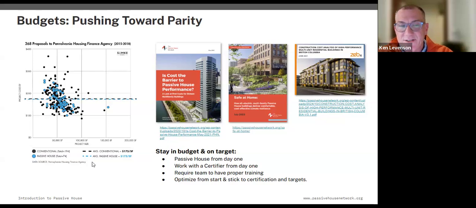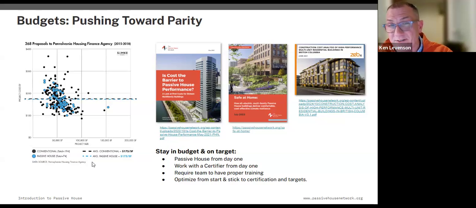I think what this demonstrates, though, is a couple things. One is that there's a lot of factors driving costs in construction projects. And like I mentioned before, there's no need for passive house to be the thing that breaks the bank. But it does take a certain type of programming project client to make sure that you're holding to your guns and optimizing and making it work. There are a number of studies that we have out showing how costs are pushing towards parity.